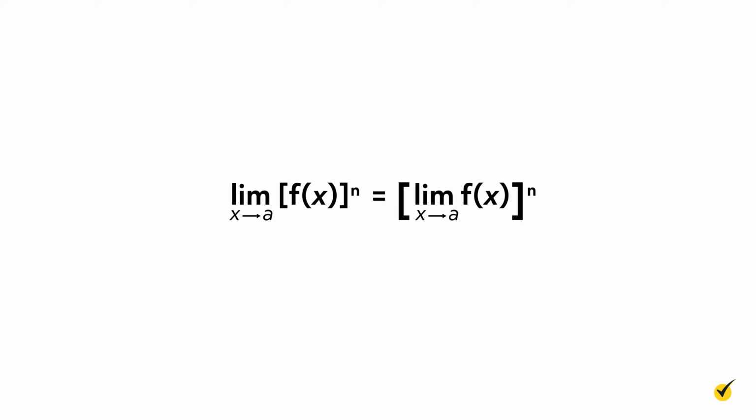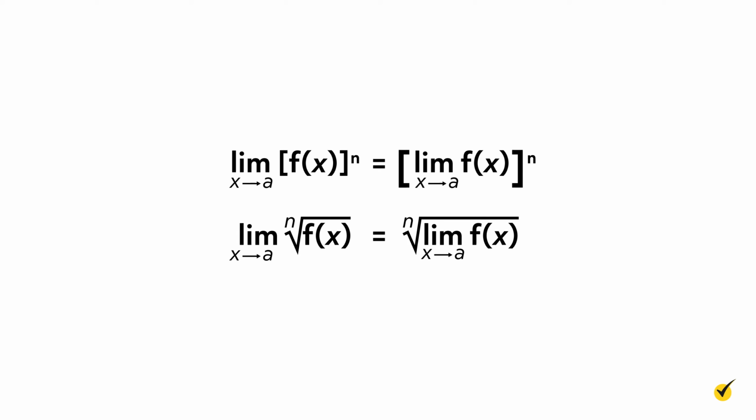In the same vein, this also provides us with a root property. The limit of a root of the function f is equal to the same root of the limit of f. The limit as x approaches a of the nth root of f of x is equal to the nth root of the limit as x approaches a of f of x.